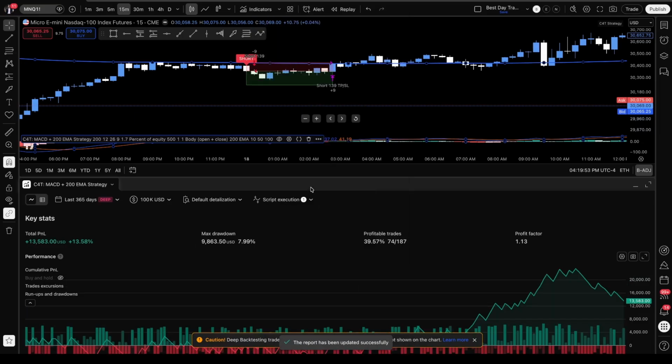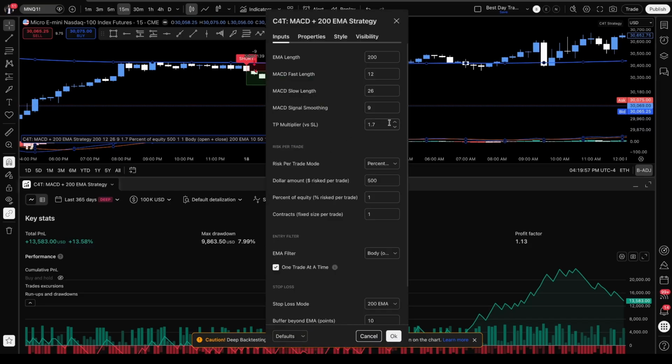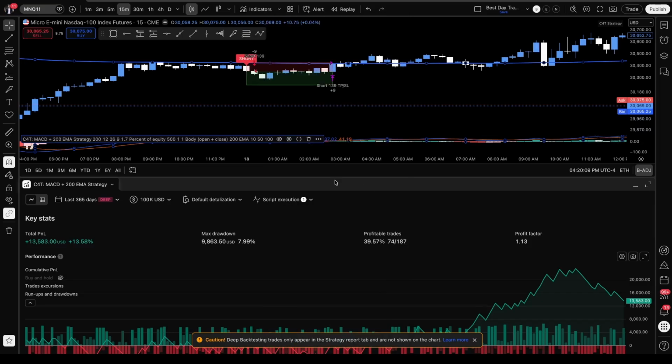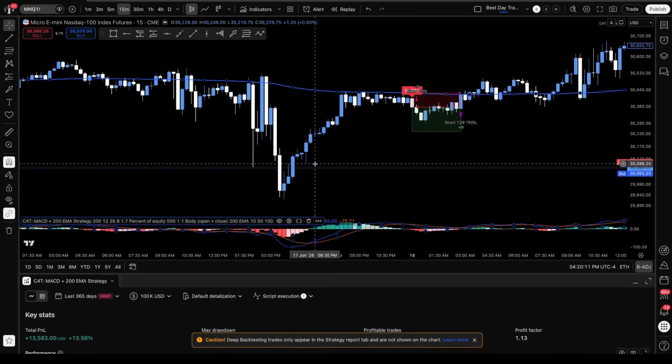But the way I created this, like I said, is you can create it as you wish. The basis of it is a working strategy. And let me know if you guys have any questions below. On Friday, I will be doing the NinjaTrader version of this. If you have any other questions I can help with, let me know.